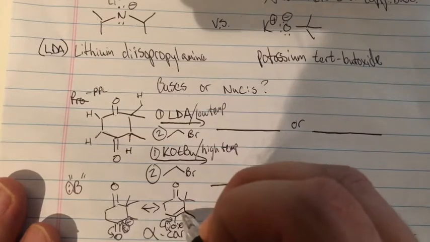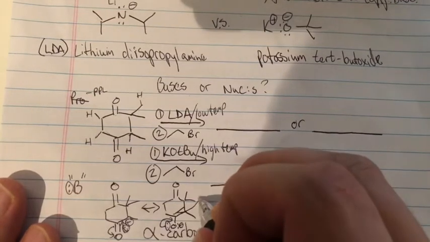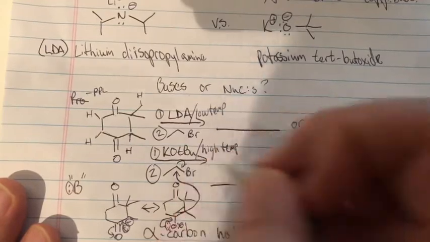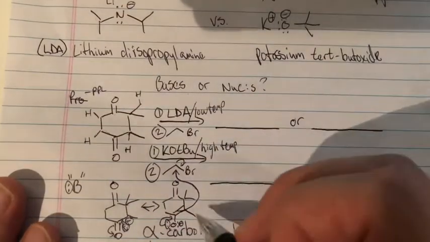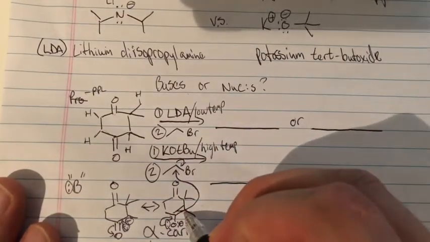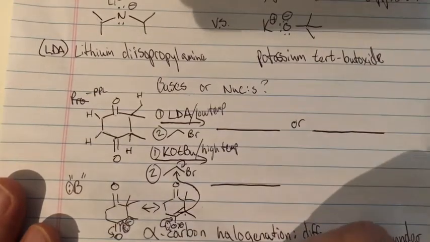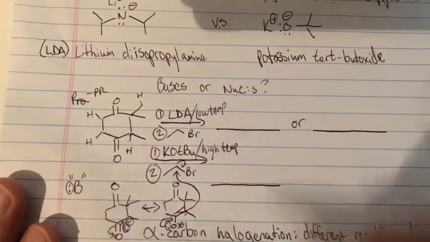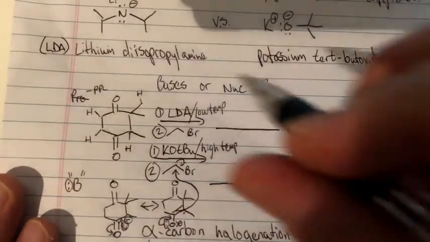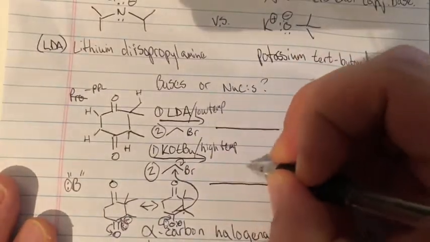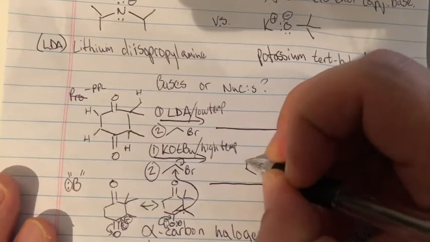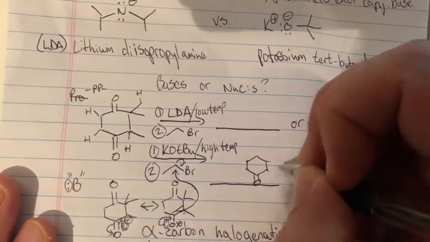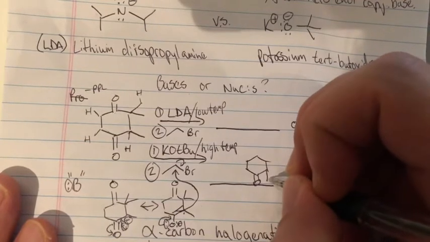Okay. So therefore, you're going to have that substitution at this alpha carbon, not this alpha carbon. The kinetic product is where the substitution is going to occur right here at the most accessible point. Okay, so what you're going to form is a product here. Again, under thermodynamic control.